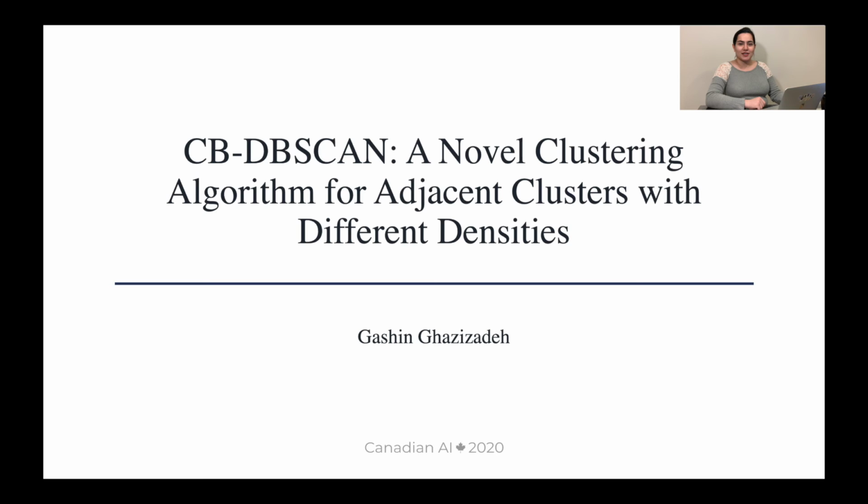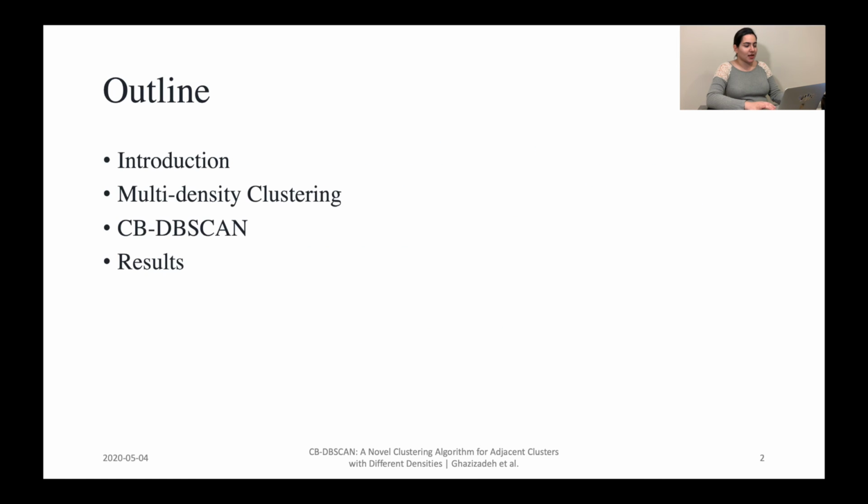I'm Gashin Ghazizadeh and today I'll be talking about CB-DBSCAN, a novel clustering algorithm for adjacent clusters with different densities. Today's outline is going to be an introduction to clustering and why it is important, what the different clustering algorithms out there are, and then we'll continue by explaining the problem of multi-density clustering, and then we will explain our proposed algorithm and show the results for it.